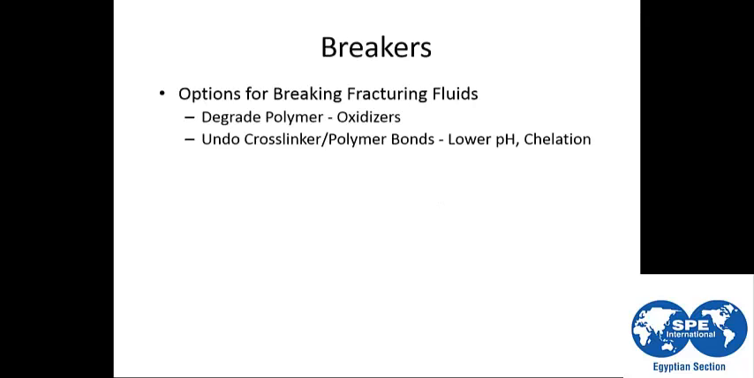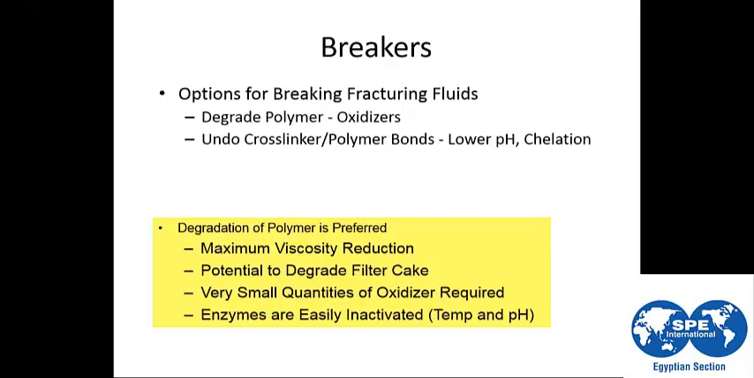Okay, we will discuss here the breakers. Breaker types: we have different types of breaker. We have the degradable polymers or oxidizers. Oxidizers are commonly used as a breaker in the oil market, and can be pumped as a powder or as a liquid. It is used to undo the crosslinker and break the bonds between the polymer chains.